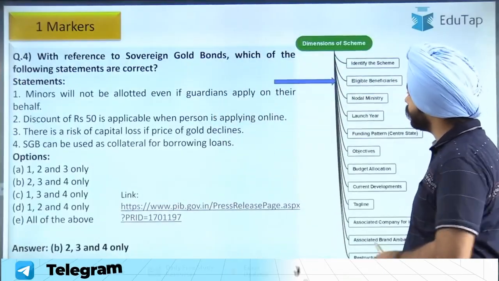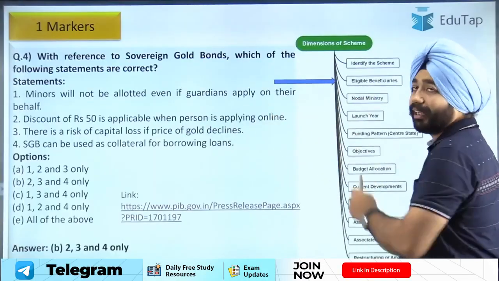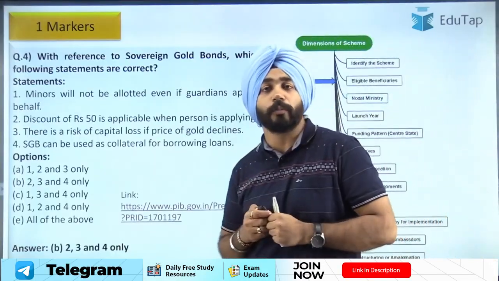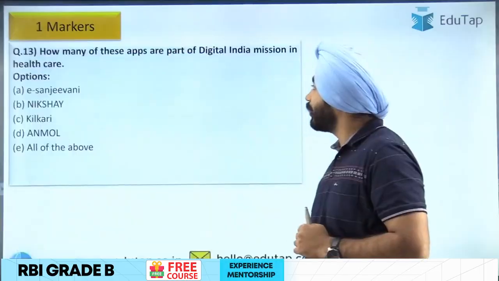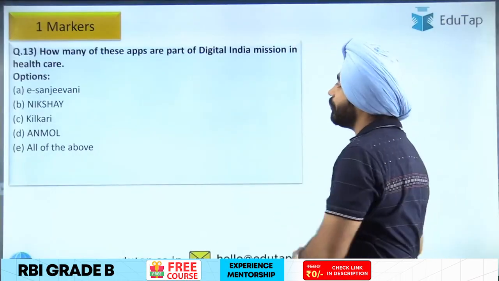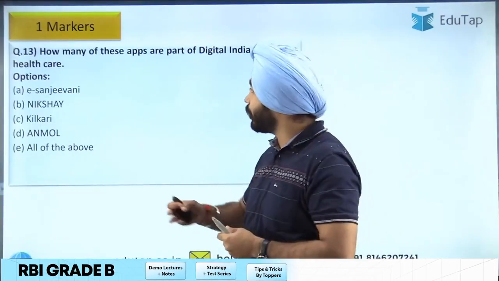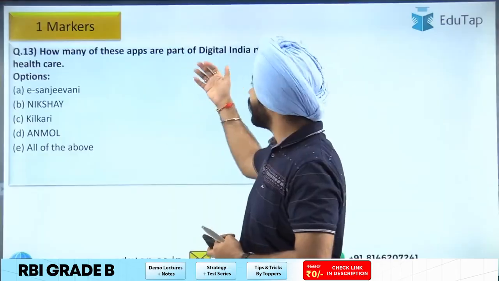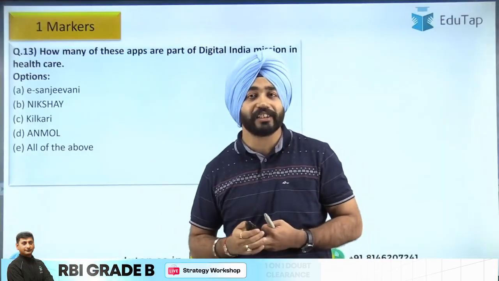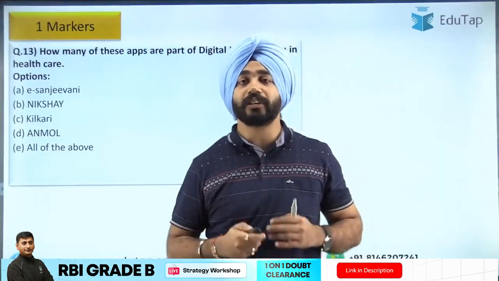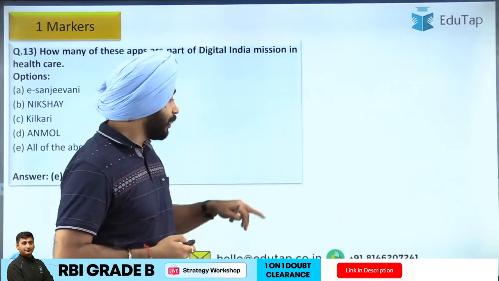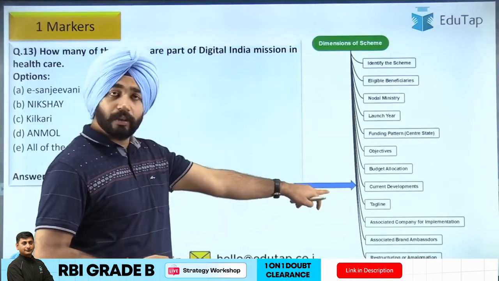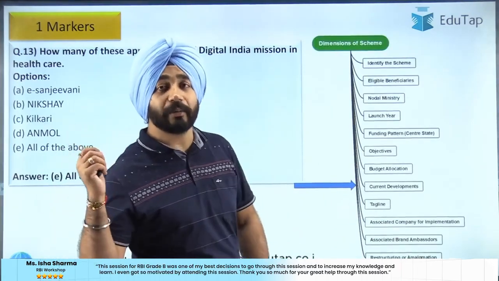now if I talk about the next question, here the question is basically on the eligible beneficiaries of the sovereign gold bond scheme. Then the next question is on the Digital India mission, that is, how many of the mentioned apps are part of the Digital India healthcare initiative. ठीक है जी. So this was the question that is basically from the current developments part of your syllabus. अब मैं आपको बोलूं ये क्वेश्चन आप याद कर लीजिए.